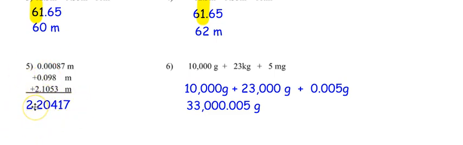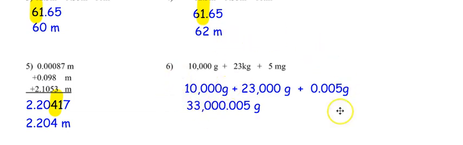So now I need to look at where the least precise spot is. Well, this is tenths, hundredths, thousandths, ten-thousandths. So the 7 is in the hundred-thousandths. The 8 is in the thousandths. The 3 is in the ten-thousandths. So which is your least precise value? It is in the thousandths. So this 4 is where you need to round it to. I don't need to round up, so I got 2.204 meters.